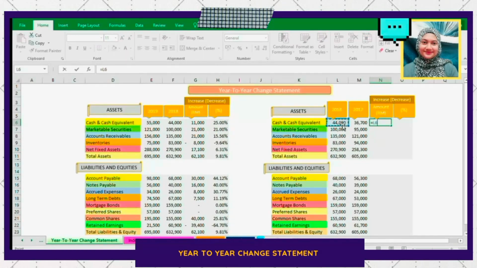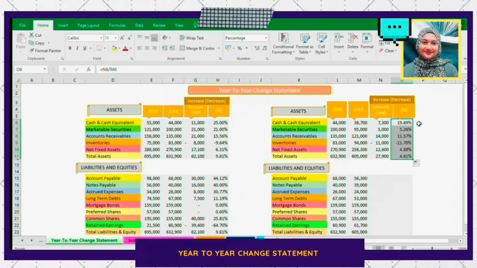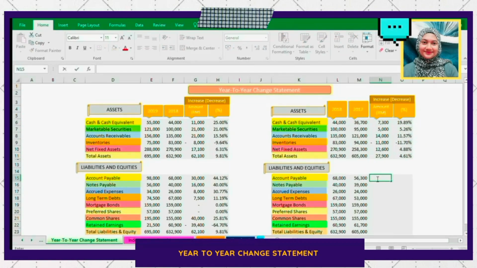The formula for amount equal to value of item in 2018 minus item in 2017 and enter. Double-click to see the following figures. For percentage analysis, just divide the amount with the value of item in the base year, which is 2017. Double-click to see the following figures. For liabilities and equities, just follow the same formula as above.